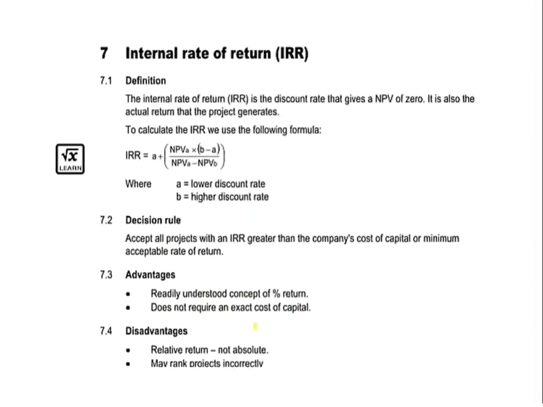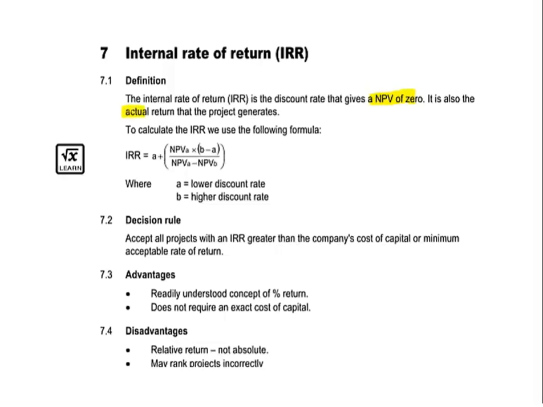The final technique that we have here then is internal rate of return. And the internal rate of return is basically the break-even cost of capital. It's the discount rate that would give an NPV equal to 0. So the present value of the future cash flows would be exactly equal to the present value of the inflows. So it's the actual return that the project is generating.